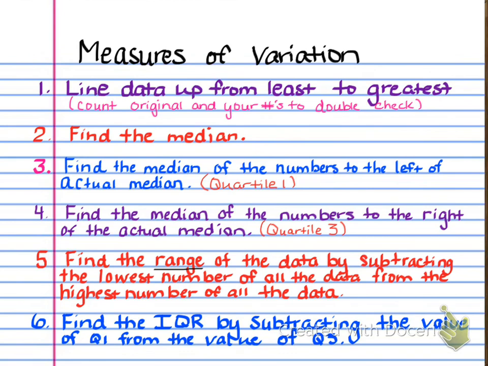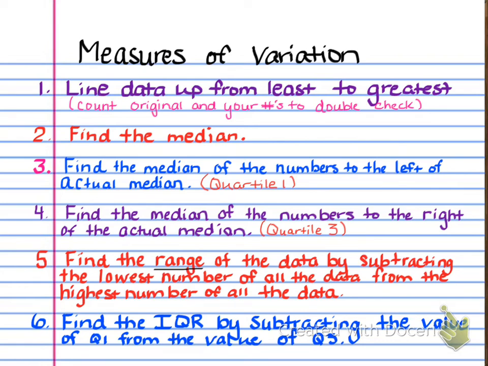And now you want to look at the notes that I have here for measures of variation. So as we said, you need to line up the data from least to greatest and count your original numbers to double check. Then you need to find the median. Number 3 says you need to find the median of the numbers to the left of the actual median. That's quartile 1. Find the median of the numbers to the right of the actual median. When I say actual median, I mean the median of all of your data. So just like we just did, you're going to find the median of the bottom and the median of the top. And that's your first and third quartile.